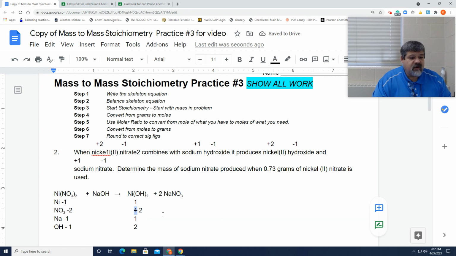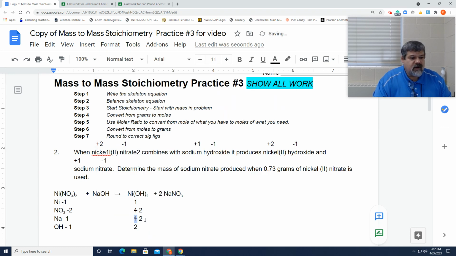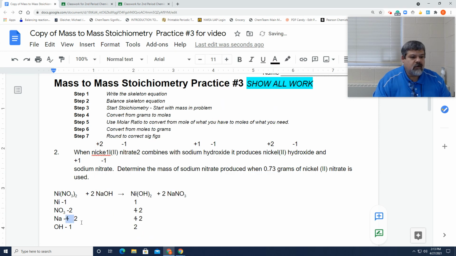And now my nitrate is balanced, but it also affected my sodium. So now I have 2 sodium, so I'm going to go over here to my sodium and put a 2 there. That gets rid of that sodium right there. So we're going to go ahead and get rid of that other number. And so now we can chase it to the other side. I only have 1 sodium over there, so I have to put a 2 coefficient in front here, which changes that to a 2. And I can go ahead and get rid of this one right here. There we go.